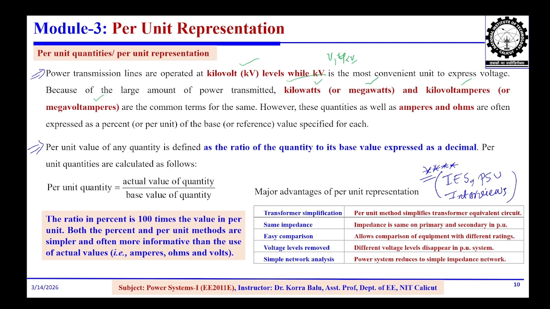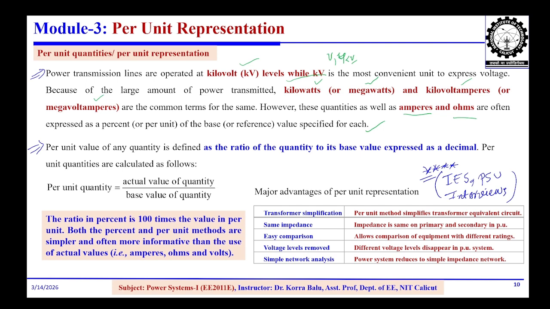However, other quantities are also there, and we can represent them in amperes and ohms. Each is expressed in percentage or per unit of the base or reference value which you have specified. For example, if we are given different values and need to compare different parameters, we do not need to go for kilovolts, megavolts, amperes, and ohms. We convert all the values to dimensionless form and compare the performance. Then we get exactly how the parameters behave on the common base.